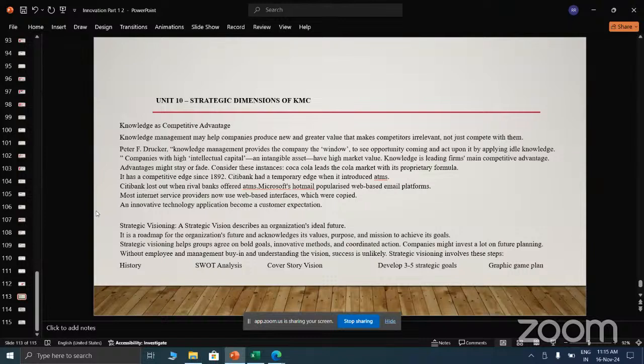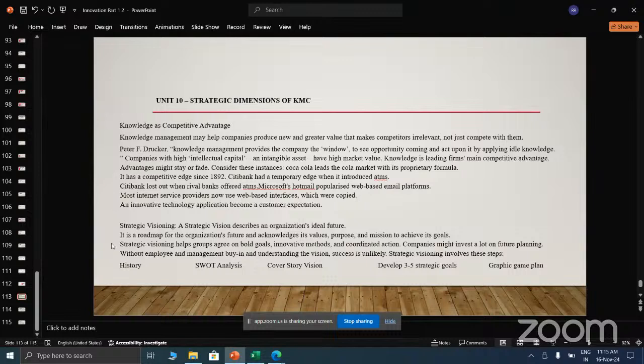Okay, because ATMs were pioneered by Citibank. It lost out when rival banks offered ATMs. After the rival banks offered ATMs, it lost out a little. Then Microsoft's Hotmail popularized email, and it lost out when other similar mailing systems developed.